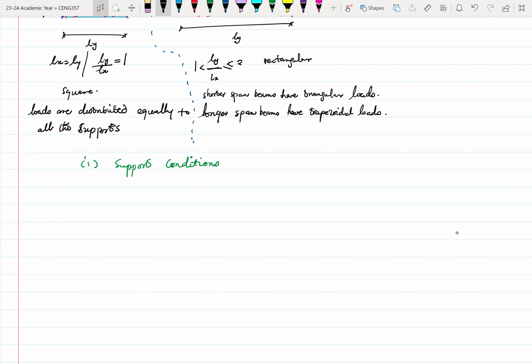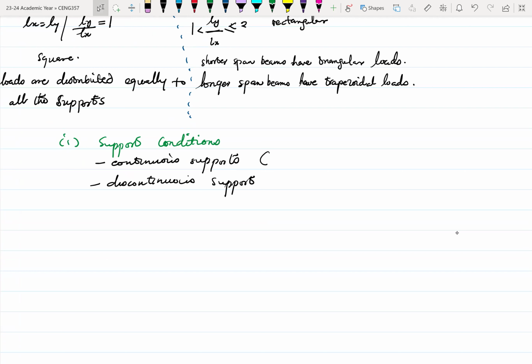So with the support conditions, we can have what we call continuous over supports, and then there's continuous support. What these simply mean is that with continuous over supports, there are moments. So there's a moment at supports. Pretty much that's what it means. While with this continuous support, it means that the moment at supports is zero. That's how we look at it.